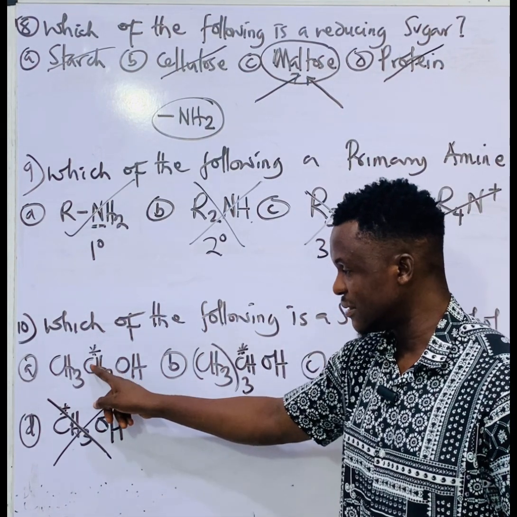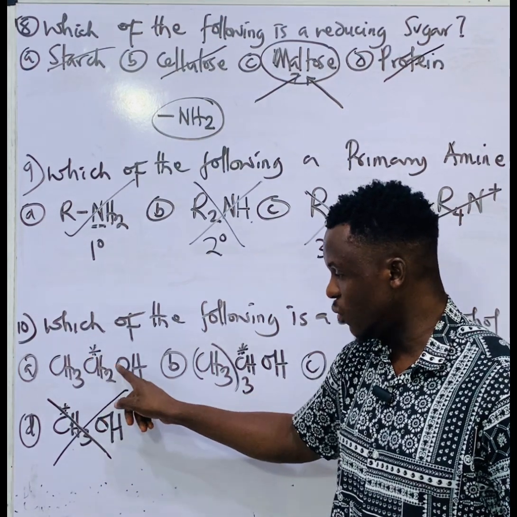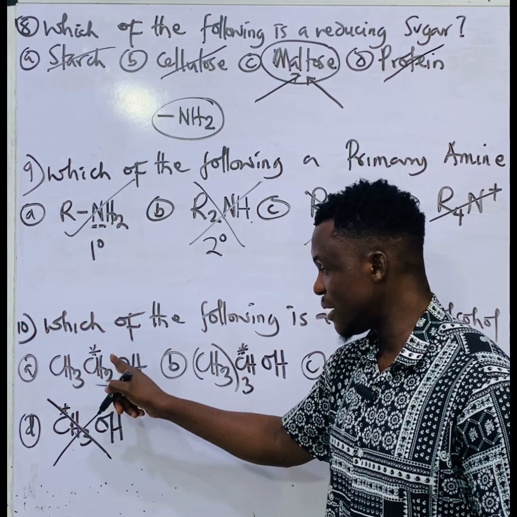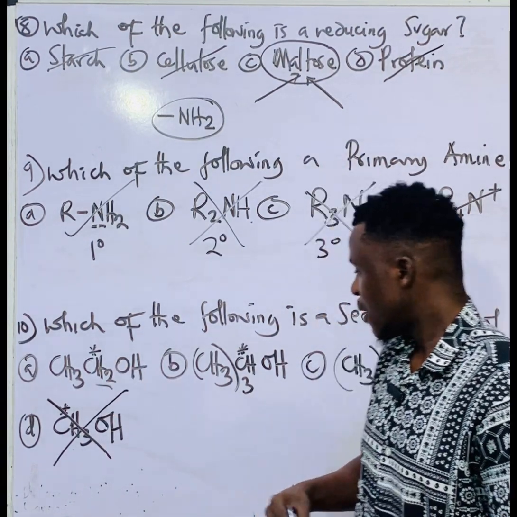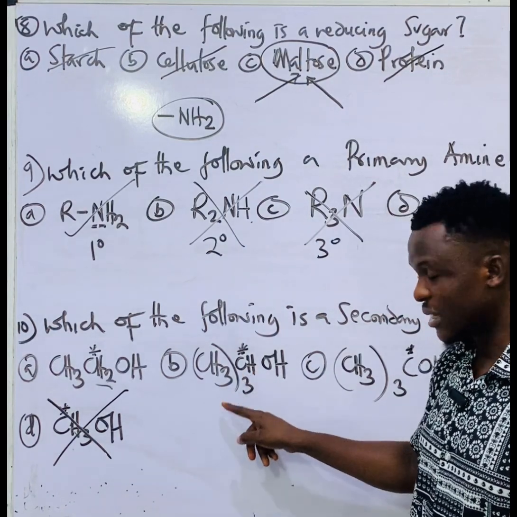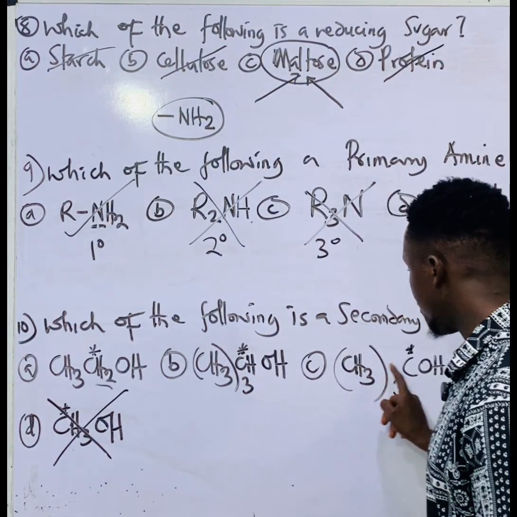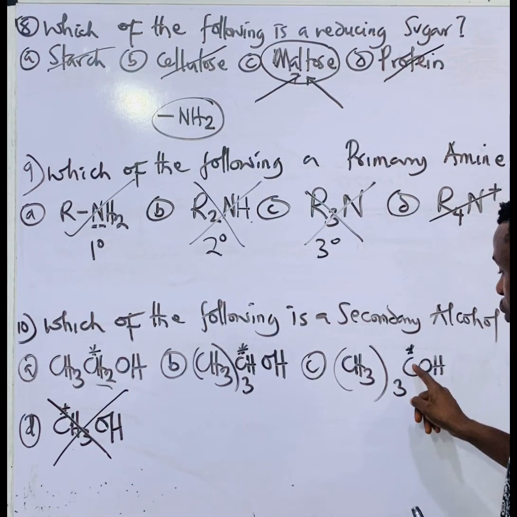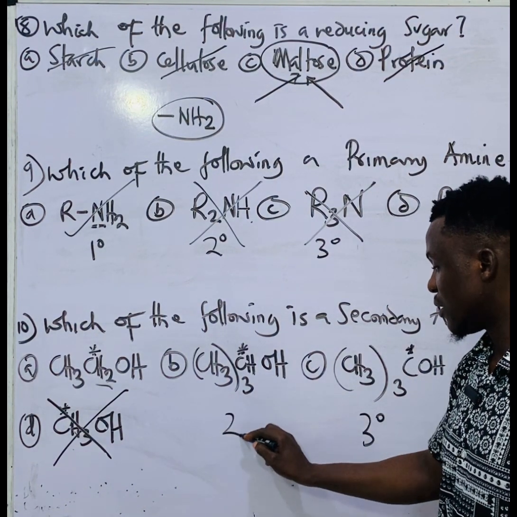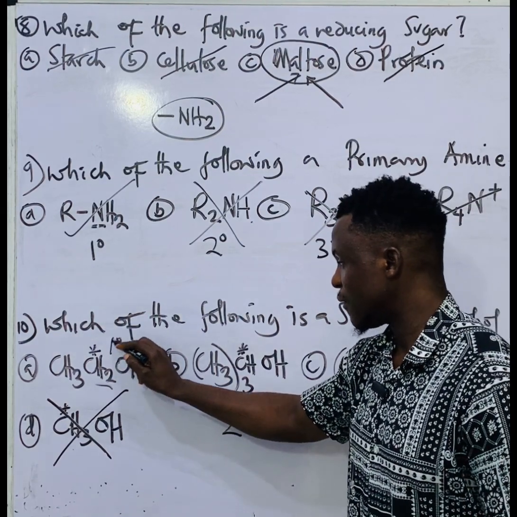However, if you look at this, the carbon bearing the OH, which is this one with asterisks, is having two hydrogens. So these are primary alcohols. The carbon bearing the OH, which is this, is having one hydrogen. This is a secondary alcohol. The carbon bearing the OH is having no hydrogen. This is a tertiary alcohol, degree 3, secondary, and primary.